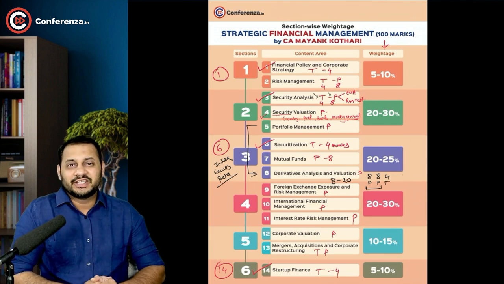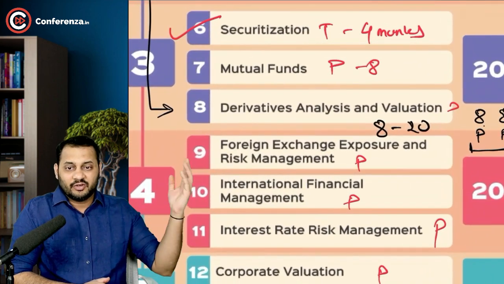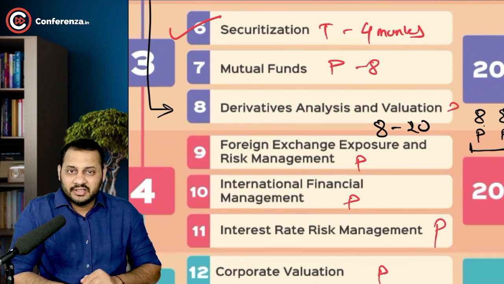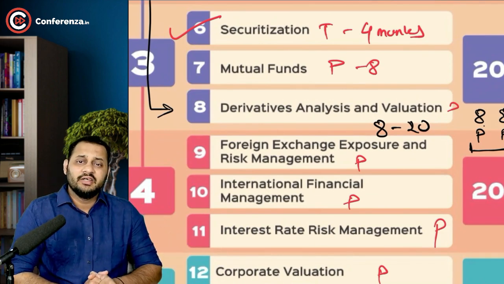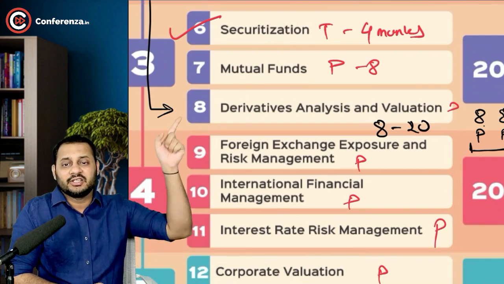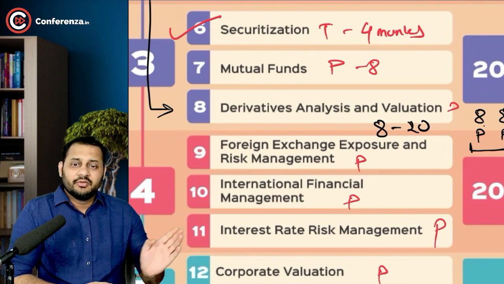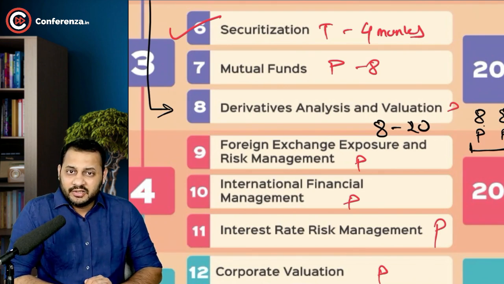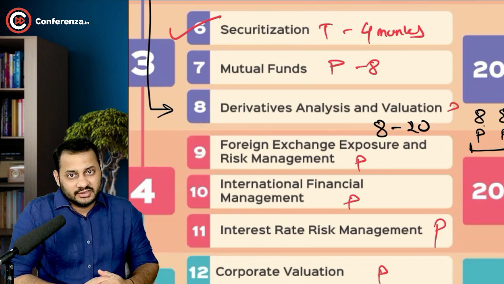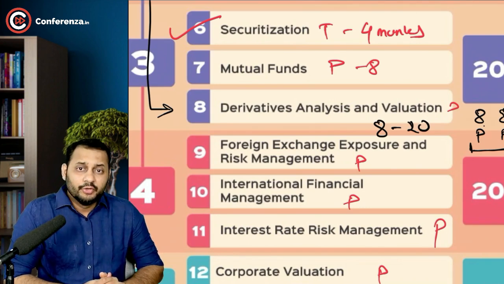If you go through the section wise weightage, you will find that chapter number 9 is forex and international financial management, and chapter number 11 is interest rate risk management. However, I feel the institute should have given this chapter just after derivatives analysis and valuation, because whatever you are going to discuss in interest rate risk management is nothing but what we have already learned in derivatives analysis and valuation. So half of the concepts will not be new to you.